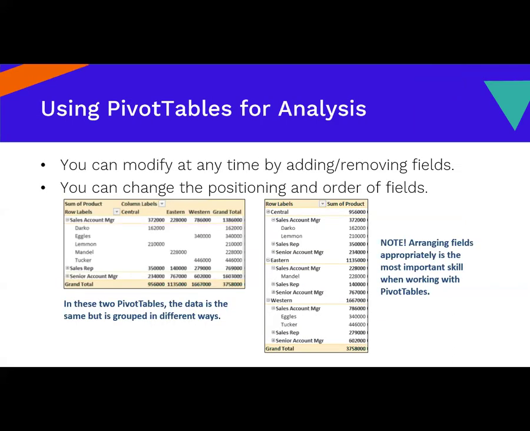So using a pivot table for analysis, you can modify at any time by adding and removing fields. You can change the positioning and order of fields. So of course, like I said, we're doing the sum. We were able to check the boxes of what we wanted to show.